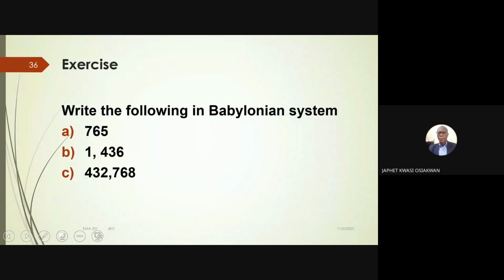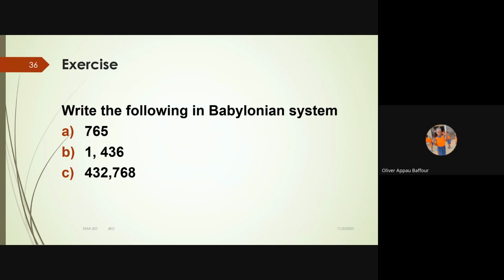Okay, so when you go at your leisure time, try and see if you can represent these numbers. I've given you some numbers there: 765, 1,436, 4,332, and then 768. How will you represent that in the Babylonian numeration system? Sit down and then do that. Okay. Any question before I move to the next one?